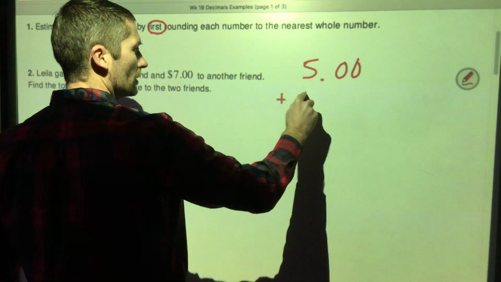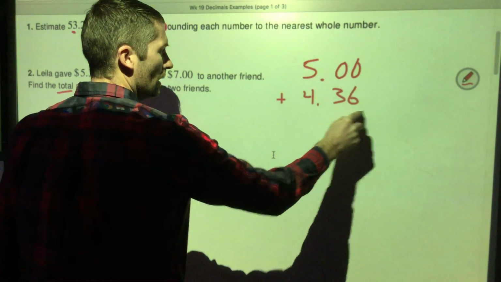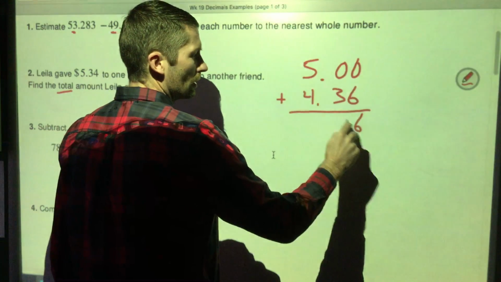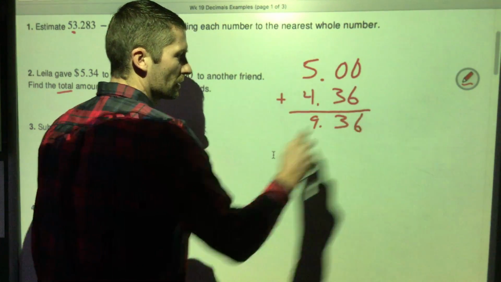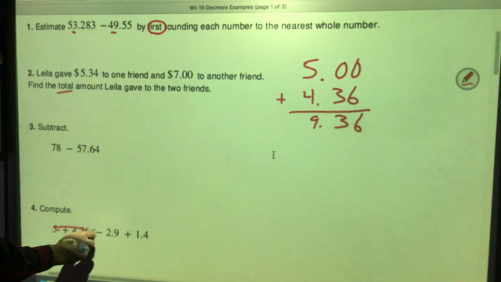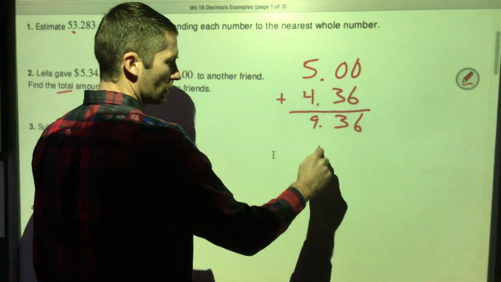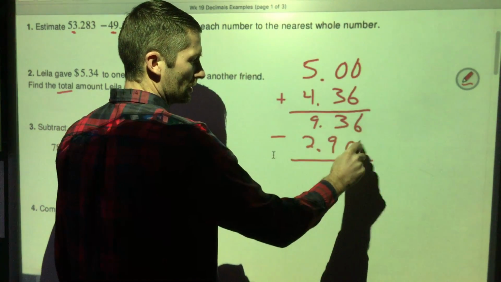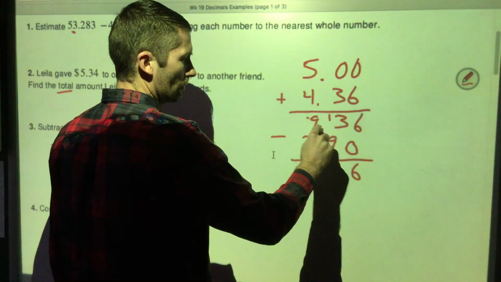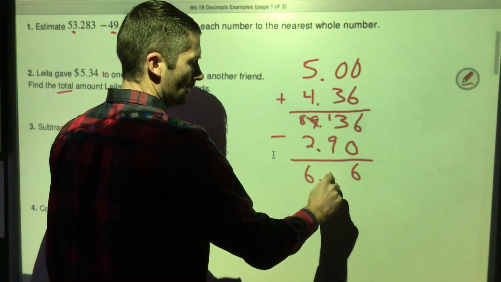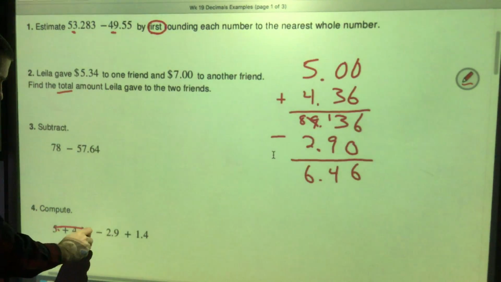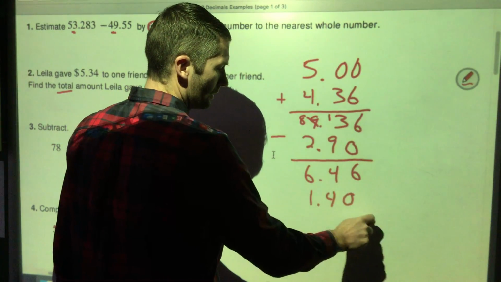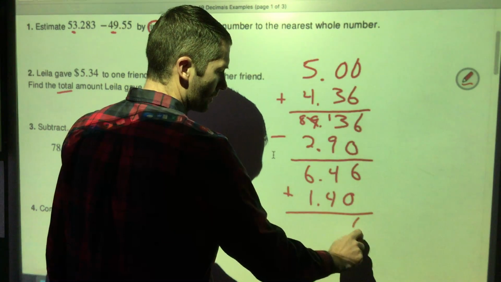5.00 plus 4.36, and I added those zeros, 0.00 to the end. 9 and 36 hundredths. Okay, we're done with that part. Minus 2 and 9 tenths. So again, line up your decimal. Annex a 0. Gotta borrow. 6 and 46 hundredths. Now I'm going to add 1 and 4 tenths. Again, always line up our decimals when you add or subtract.